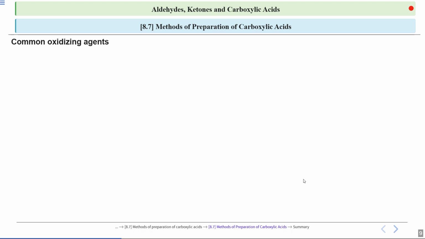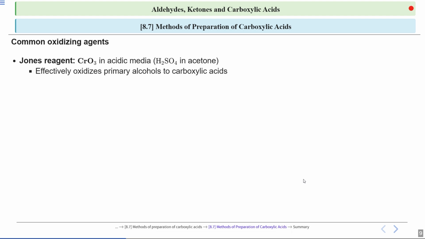Another common oxidizing agent which we will see is Jones reagent. Jones reagent is chromium trioxide, which is CrO3, in acidic media. The acidic media is H2SO4 in acetone. Jones reagent oxidizes primary alcohols to carboxylic acids. So it effectively oxidizes primary alcohols to carboxylic acids.